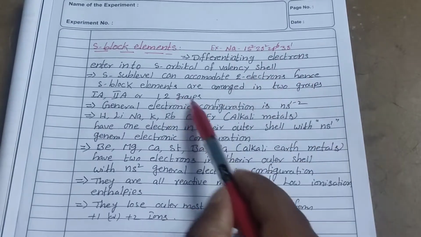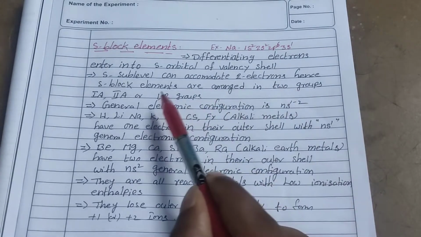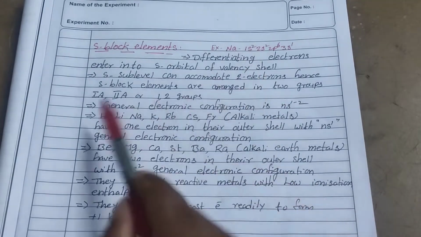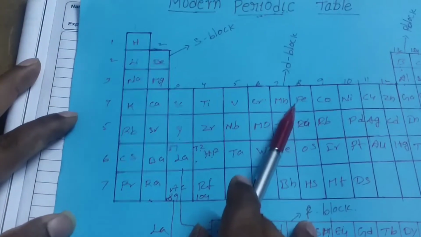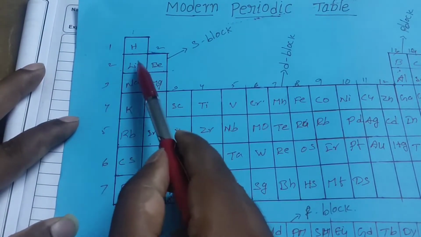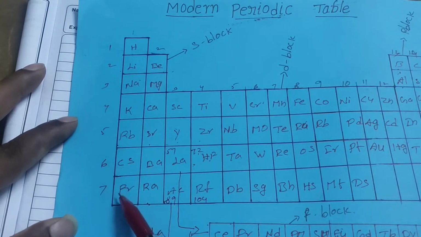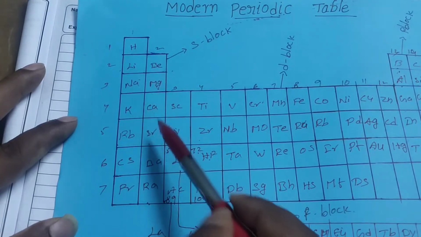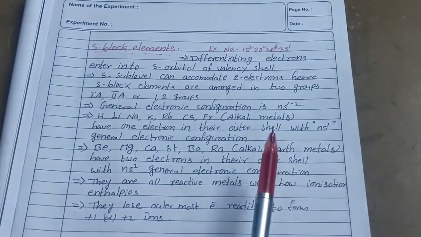An S sublevel can accommodate 2 electrons, hence S block elements are arranged into two groups: the first A group and second A group elements. Here, the first group elements are hydrogen, lithium, sodium, potassium, rubidium, cesium, francium. Beryllium, magnesium, calcium, strontium, barium, radium are the second group elements.